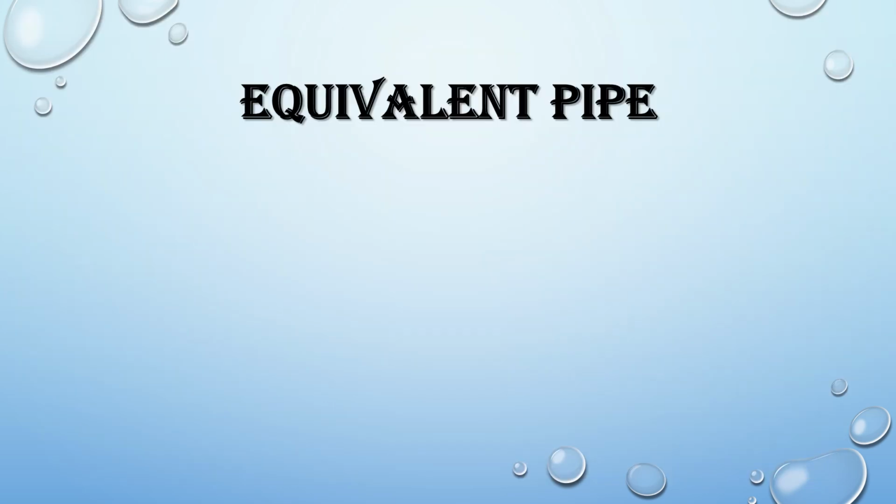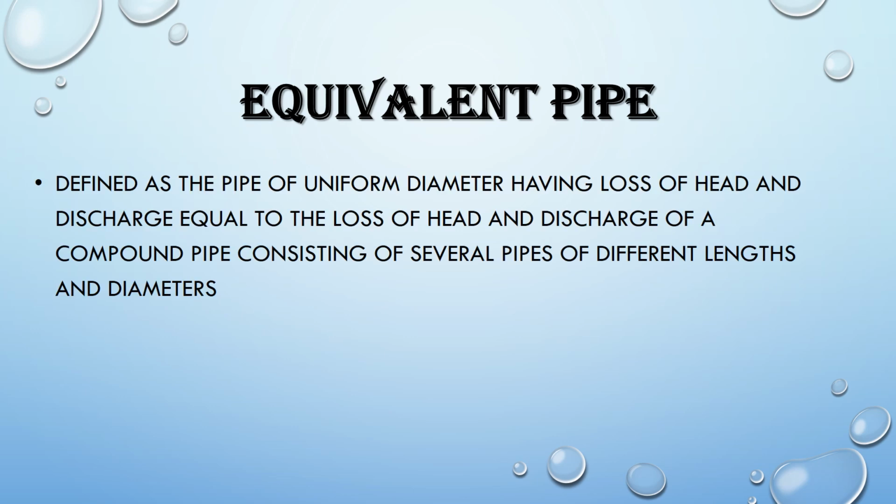Now let us look at what is an equivalent pipe. It is defined as the pipe of uniform diameter having loss of head and discharge equal to the loss of head and discharge of a compound pipe consisting of several pipes of different lengths and diameters. In the earlier session we looked at what is a series connection or what is compounding of pipes, wherein compounding a pipe means two reservoirs which are at different levels are joined together by two or more different pipes which have different lengths or diameters, etc.